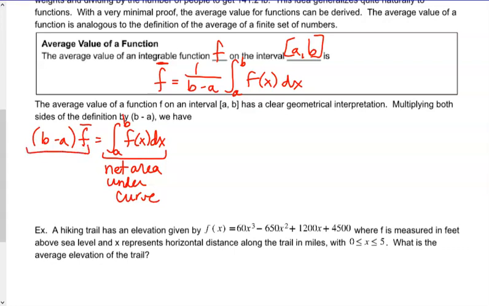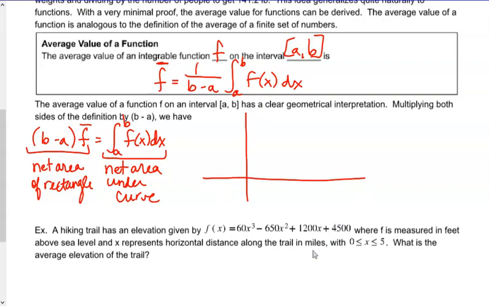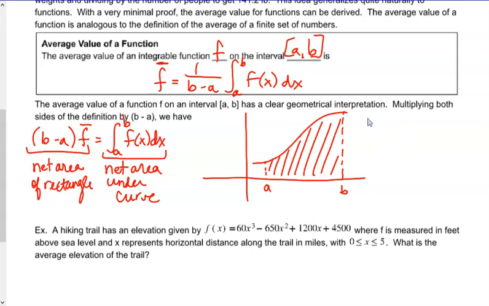Now, what I have here is the net area of a rectangle. What rectangle am I talking about here? Well, let's draw a little picture. So I have some function on the interval, say, from a to b. Now, if I'm finding the area underneath the curve with the x-axis, that red part is the integral from a to b of f of x dx, in red.